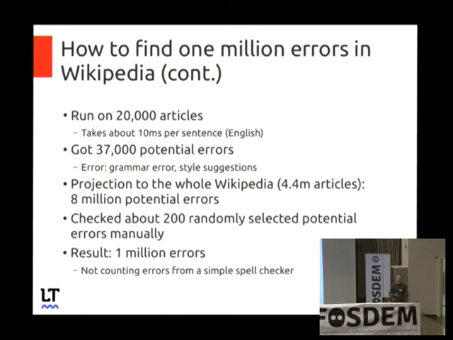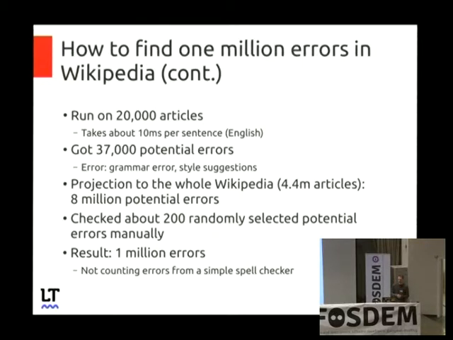So what's an error now? For the sake of simplicity, I will just talk about errors when I mean grammar errors or style suggestions. It does not include simple spelling mistakes that a common spell checker could find. And if you project this number of 37,000 potential errors to the whole Wikipedia, which has more than 4 million articles, you get 8 million potential errors. And of those, we selected 200 randomly and checked them manually to see how many of these projected 8 million errors would actually be useful.